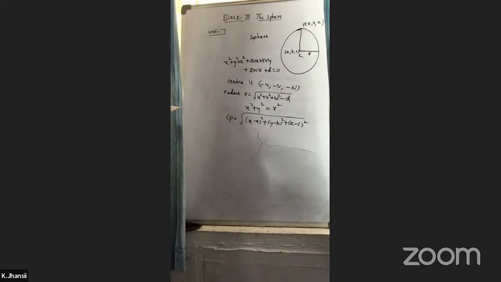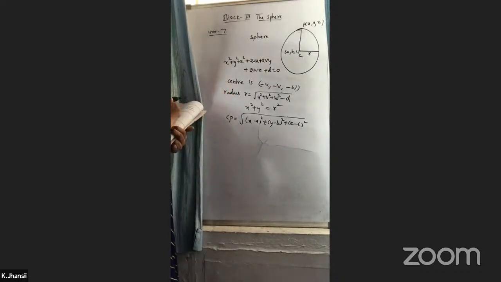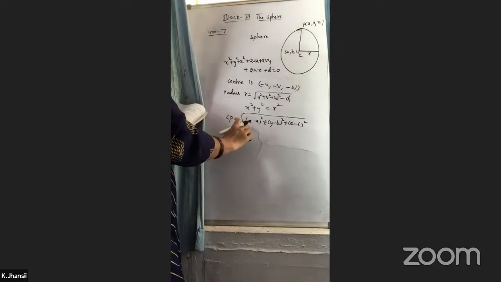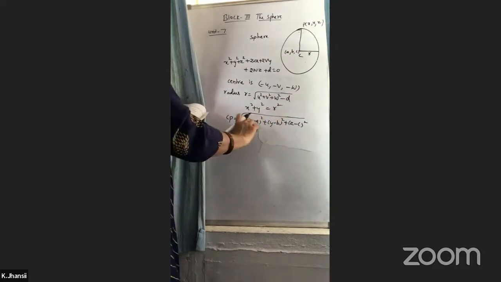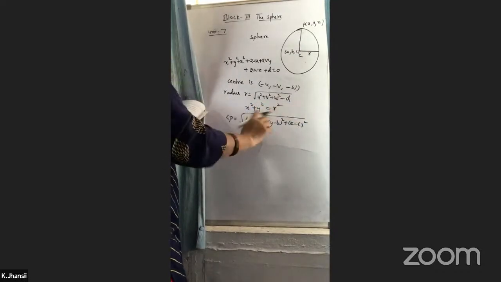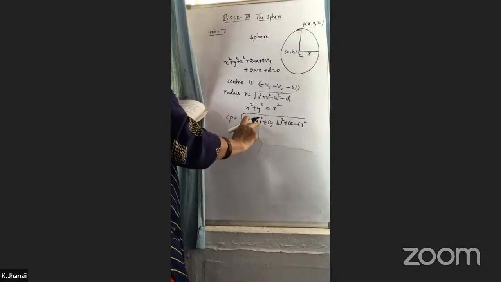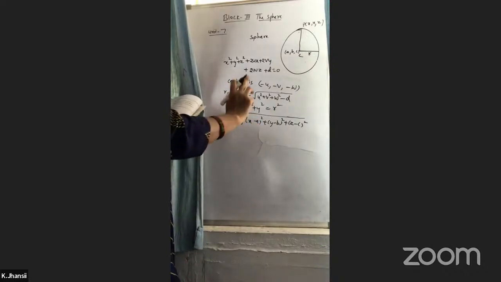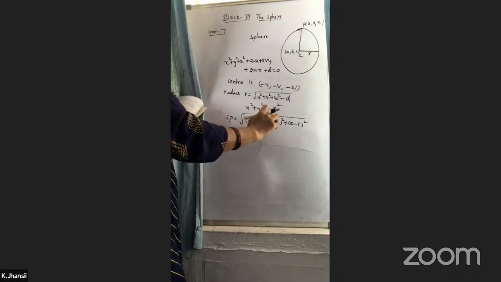So the distance between the center and the point P is the root of this expression. By definition, this must be equal to R. When we equate it to R square and expand, the square root and square cancel, and each term is in the form of A minus B whole square. So X square plus A square minus 2AX, and Y square plus B square minus 2BY.